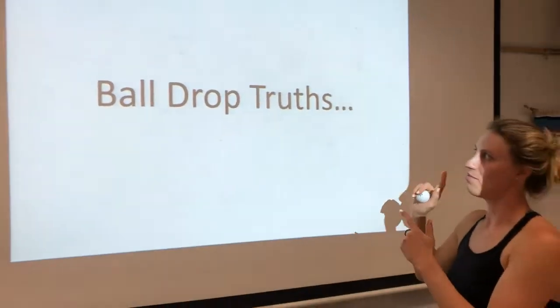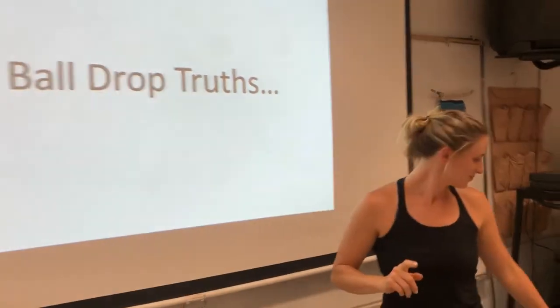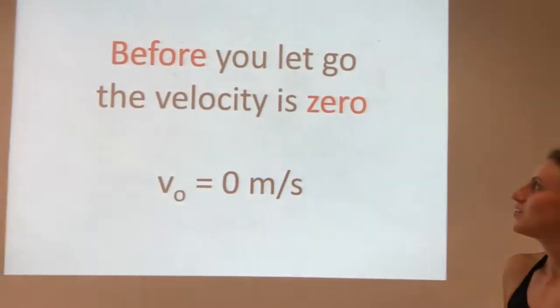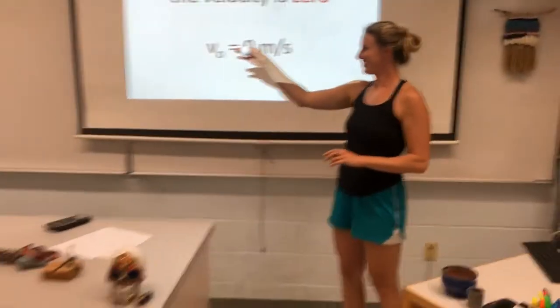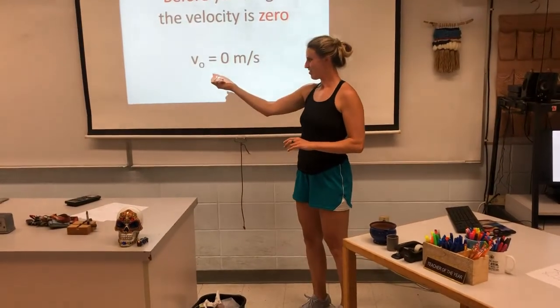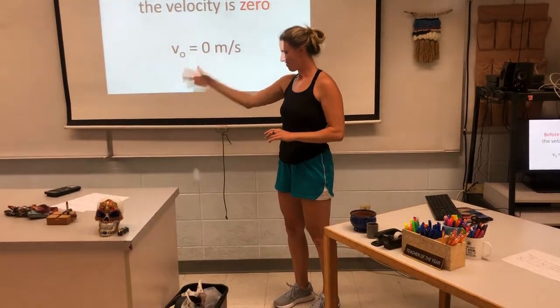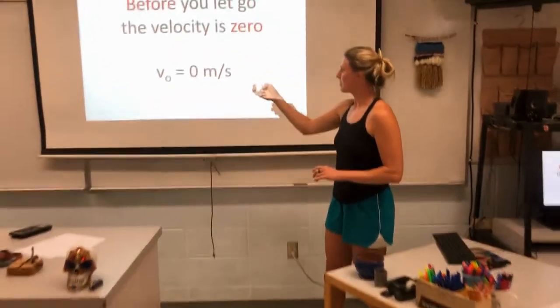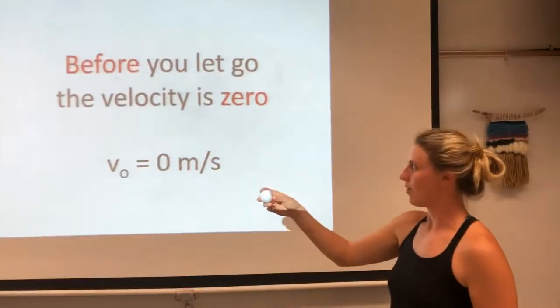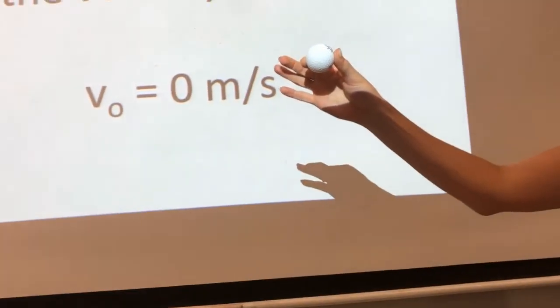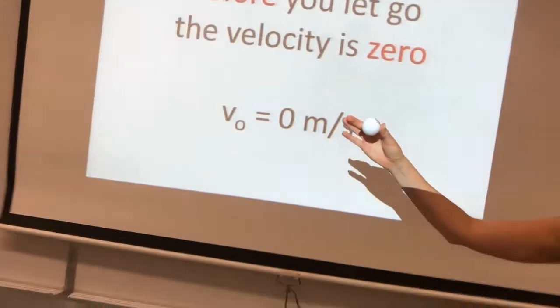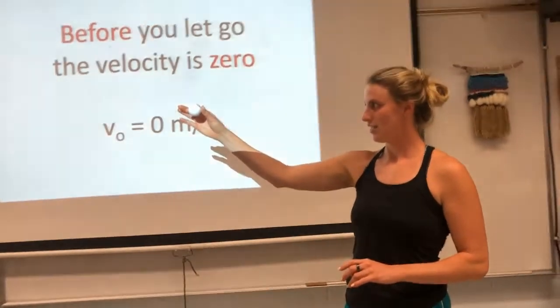All right, let's start with some ball drop truths. So I'm going to go ahead and drop the ball. Drop the ball. Okay, and we want to be thinking about what's happening as we drop the ball. Before we let go, we know that the initial velocity is 0. It's at rest, I'm holding it. I let go.